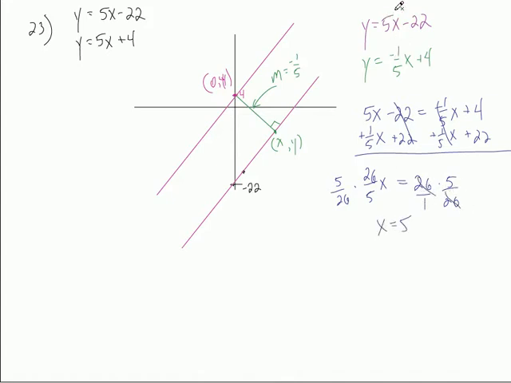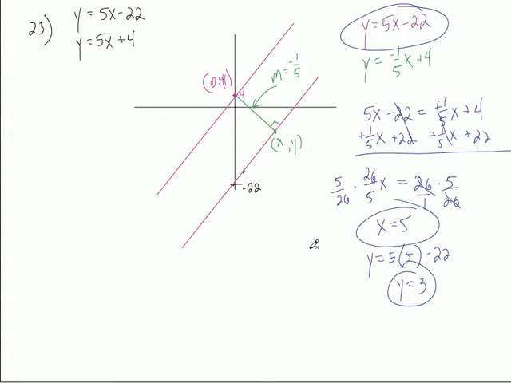Now watch, quickly, let's use this equation right here to solve for y. y equals 5 times 5 minus 22. 25 minus 22, y is what? 3. So what's my point? My point is 5, 3. That's that point right there.